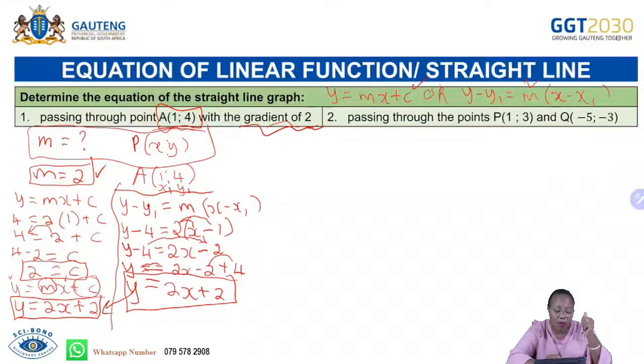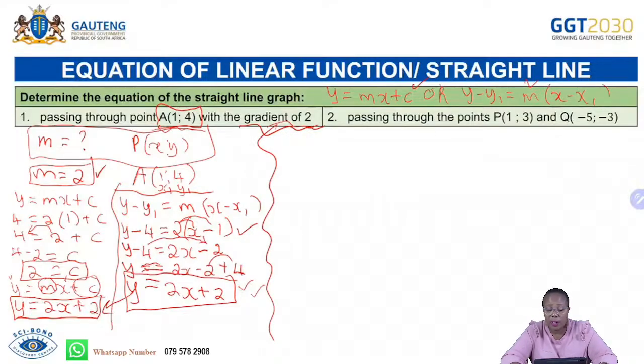So the first mark will be for correct substitution into the correct formula. The second mark for the correct value of c, and then thirdly for the equation for both graphs. That is how we allocate marks. Therefore, this will be 3 marks.